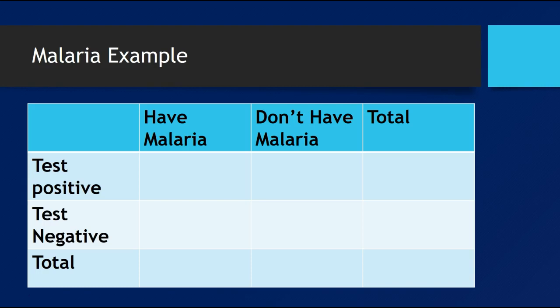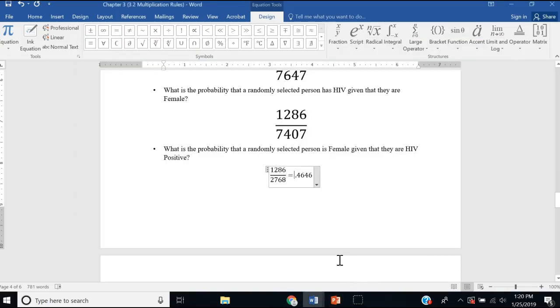Now, this is not the only way to do this problem, but it's a fairly effective way to do this problem. So we can break up the two characteristics as either having or not having malaria. That's the first characteristic. The second characteristic is whether we test positive or negative for the disease. So whether the test says we have malaria or whether the test says we don't have malaria. So let's engineer this table and figure out how we could fill this in.